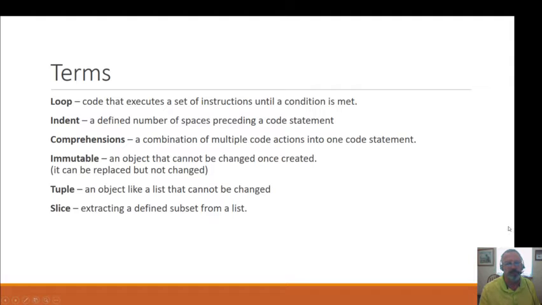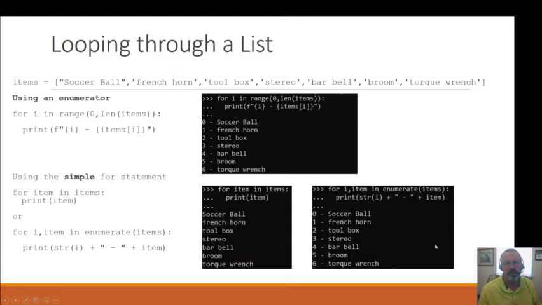All right, so let's take a look at the for loop with a list. Looping through a list: we've got the simple list of items, soccer ball, French horn.